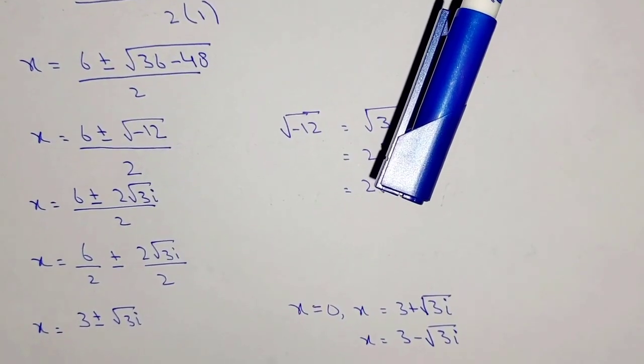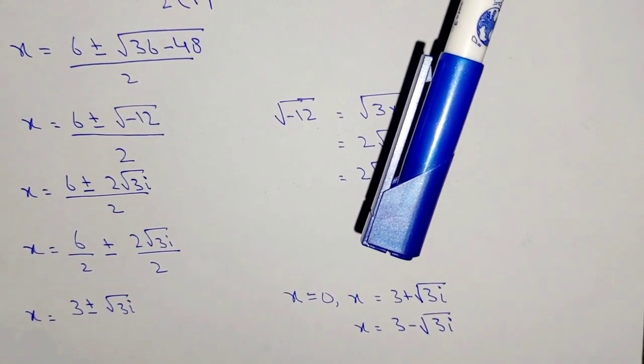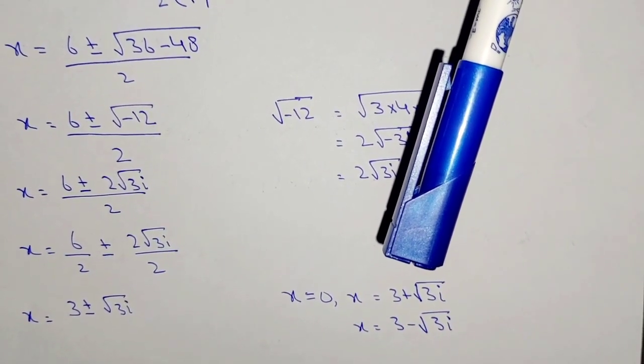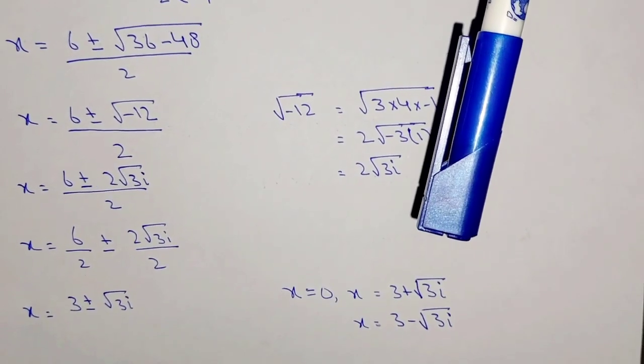So finally we get the three values of x: x = 0, x = 3 + √3 i, and x = 3 - √3 i. So these are the three values of x, and this is our final answer.